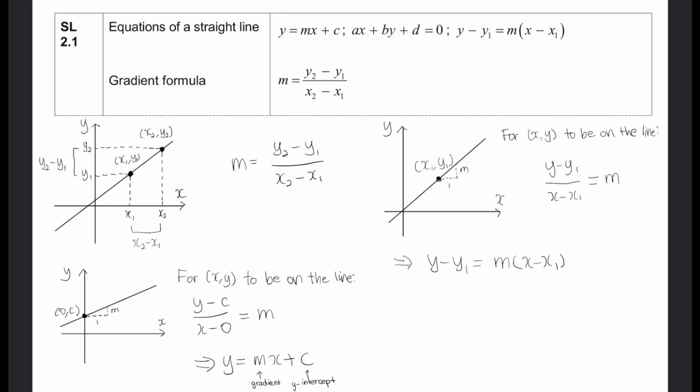Finally, let's explore another equation of a straight line, which is ax plus by plus d equals 0. If we rearrange this equation for y, subtracting ax and d, then dividing by b on both sides, we get y equals negative a over b x minus d over b. So our equation reduced down to the gradient-intercept form of a line, except that instead of m, the gradient is negative a over b, and instead of c, the y-intercept is negative d over b. The point is, this shows us that the equation ax plus by plus d equals 0 is indeed an equation of a straight line.